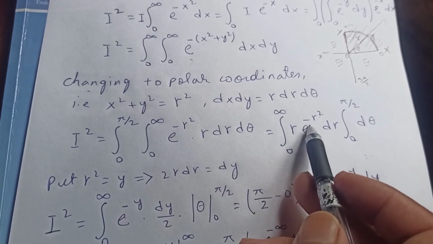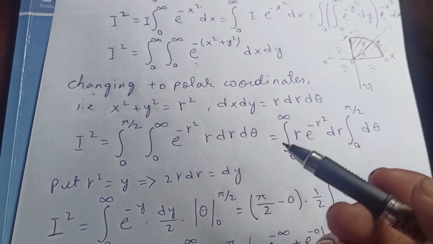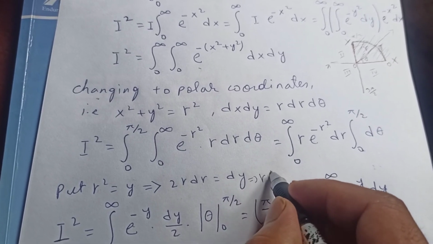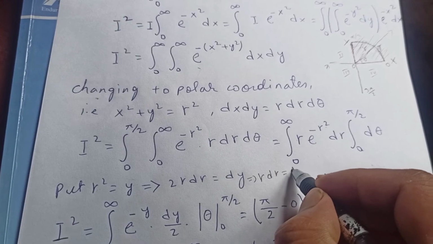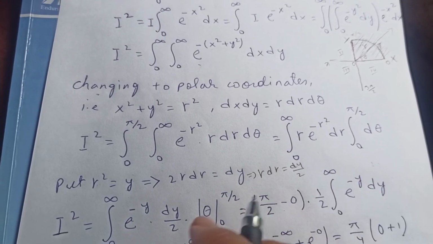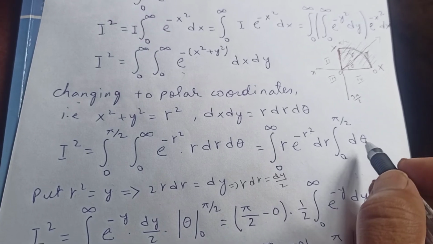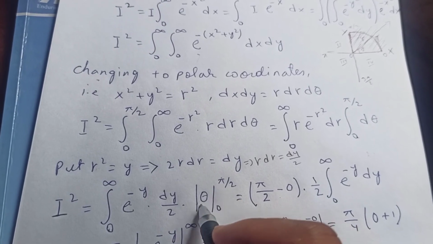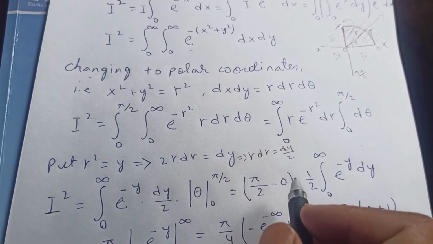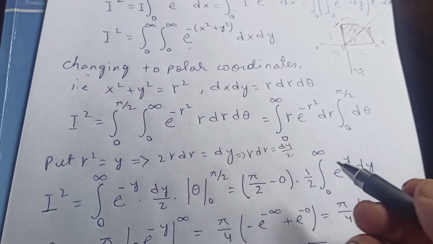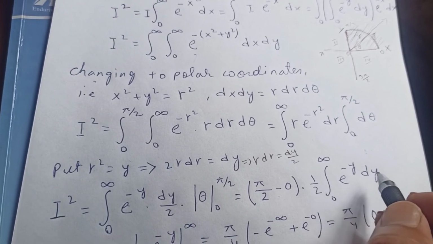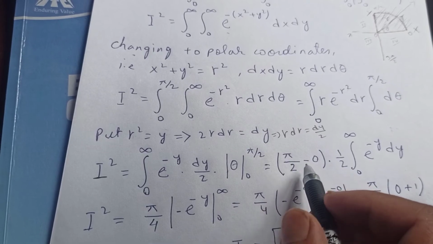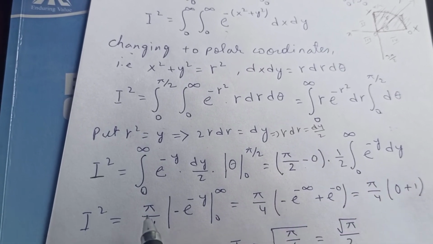So e to the negative y, since r square is y. And then r dr is nothing but dy by 2, right? And the integration of d theta is theta, from 0 to pi over 2. Now if you substitute, pi by 2 minus 0, times the 1 by 2 coming out, then the integral from 0 to infinity of e to the negative y dy. So I square is pi by 4, right? Pi by 2 minus 0 is pi by 2, and pi by 2 times 1 by 2 is pi by 4.